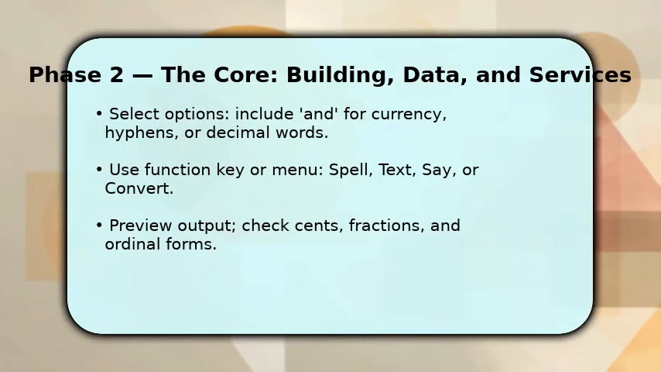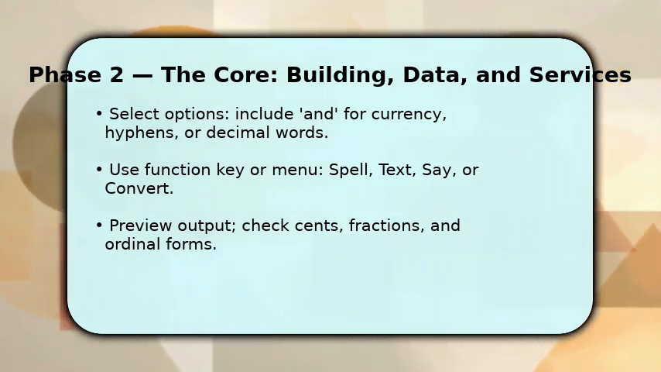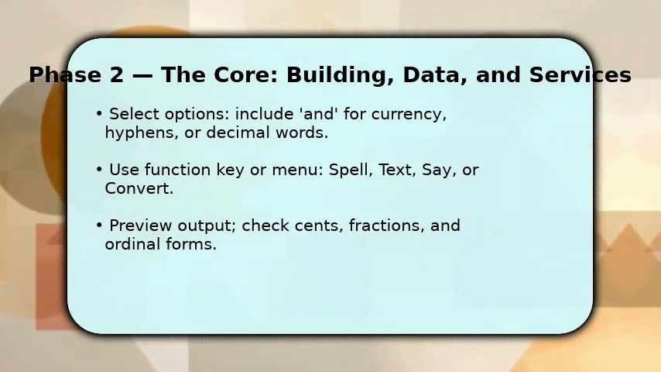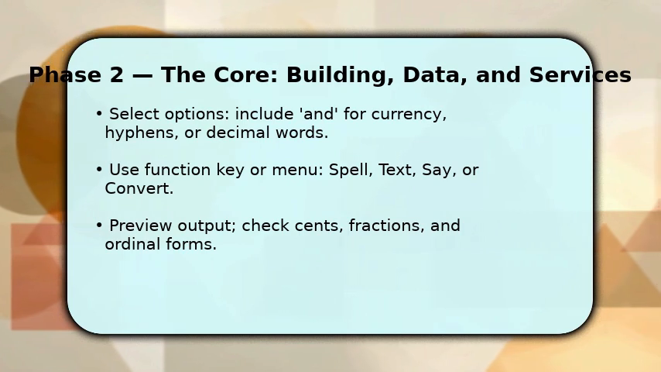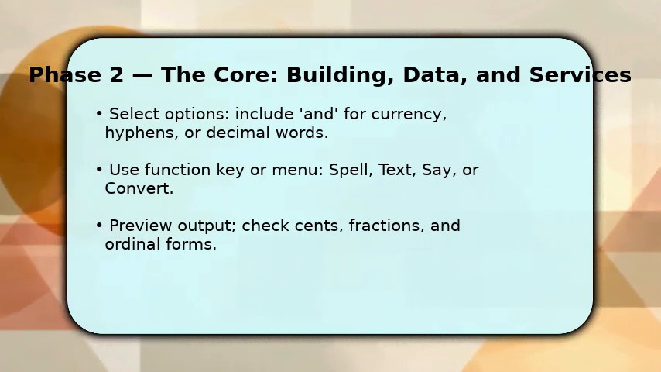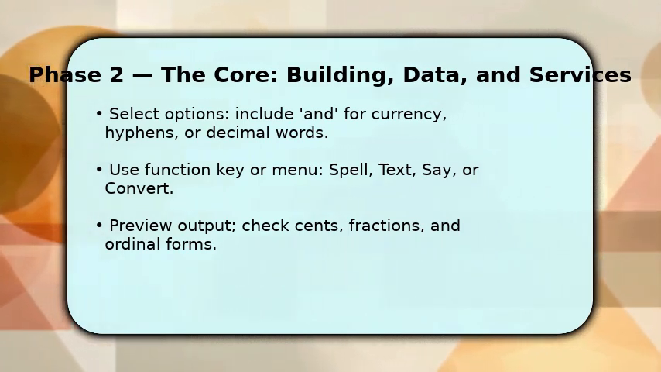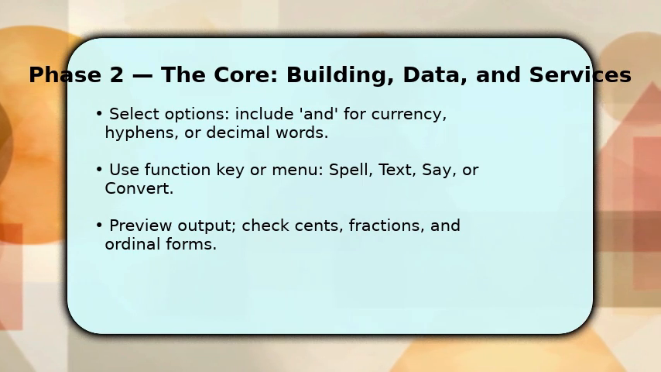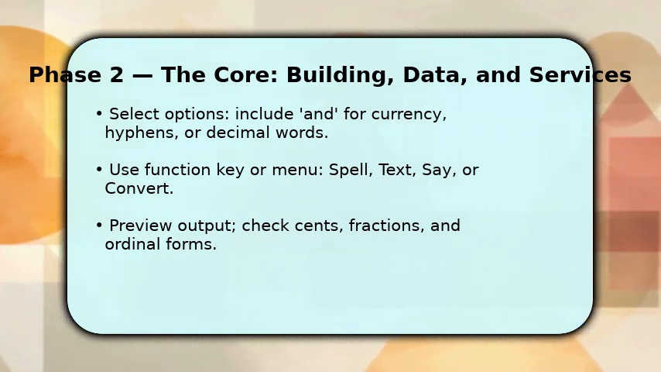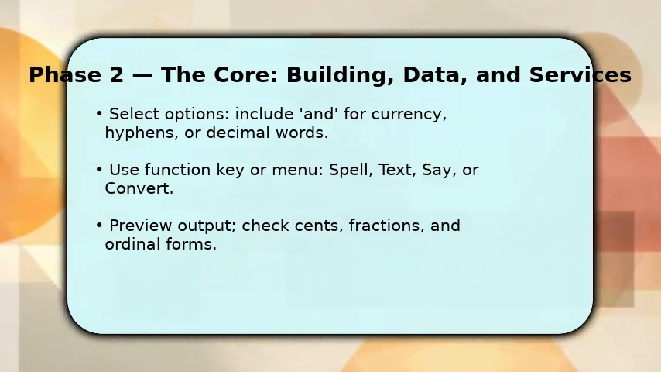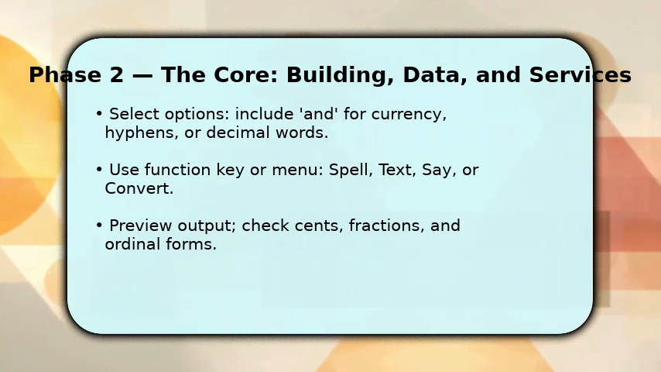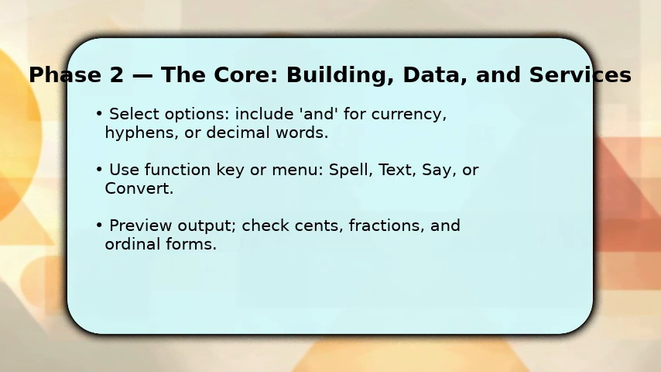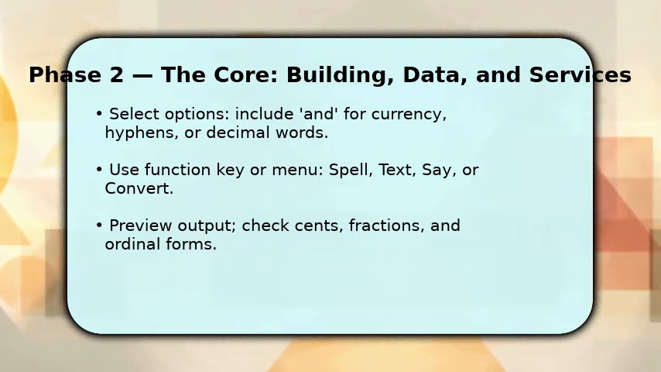Next, you adjust formatting options before running the conversion so the output reads correctly. Choose whether to include the word "and" for currency, hyphens for 21, or to spell decimals as 0.5 versus 1/2. Then use the dedicated function, labeled spell, text, say, or convert, and run it. Listen or read the preview to verify cents, fractions, and ordinal forms are correct, because these details affect legal forms and spoken output in documents or recordings.